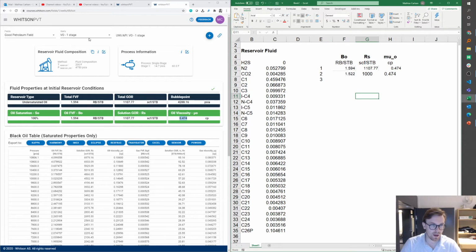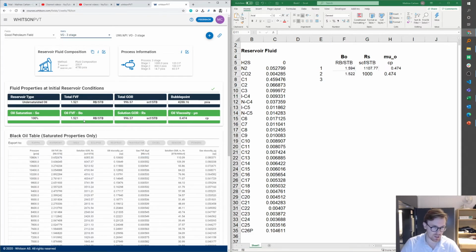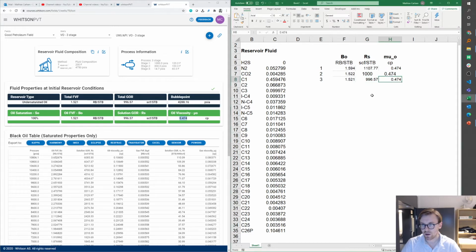Okay, and then to a three-stage process. Now we actually paid for an additional separator, and we can see if that in this case helped us significantly with our production or our formation volume factors. Alrighty, so just to make this a little bit more pretty right here, maybe make it something like this.